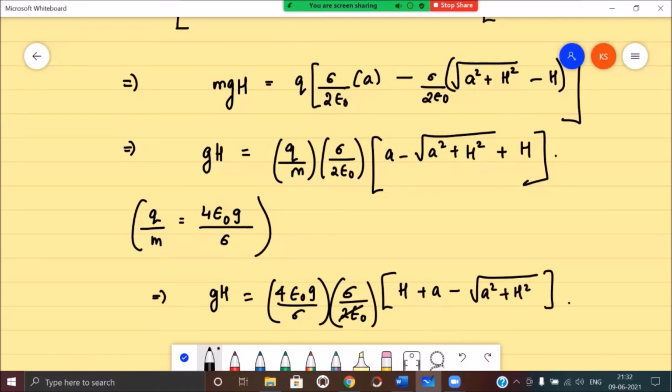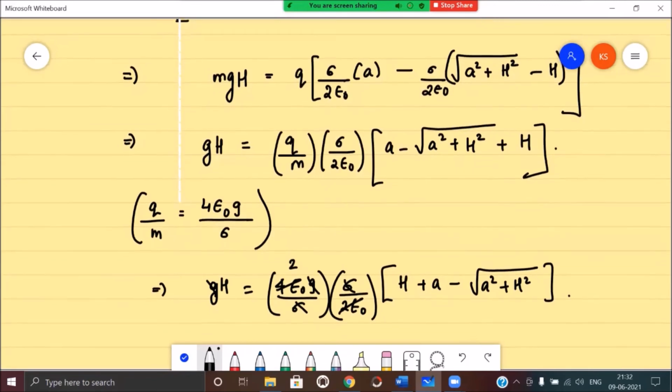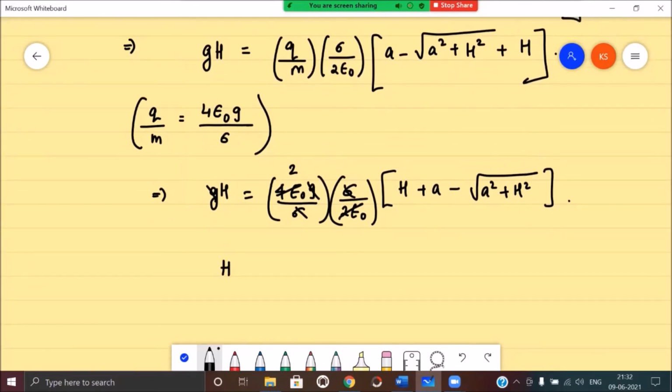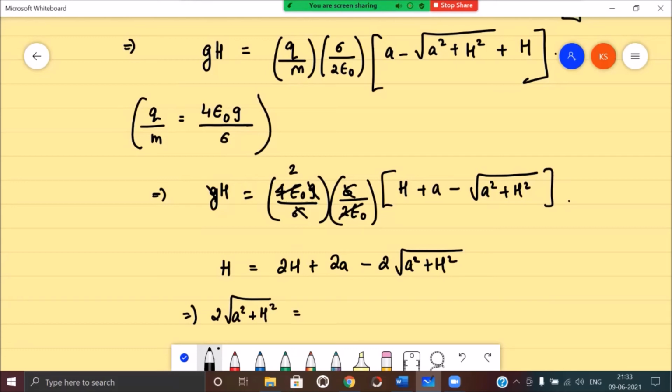So 2 epsilon naught gets cancelled with 4 epsilon naught, we have 2, g gets cancelled and sigma gets cancelled, right? So we get this final equation: h is equal to 2h plus 2A minus twice under root of A squared plus h squared. Now it's all a matter of simplification. So we have 2 into under root of A squared plus h squared is equal to h plus 2A.